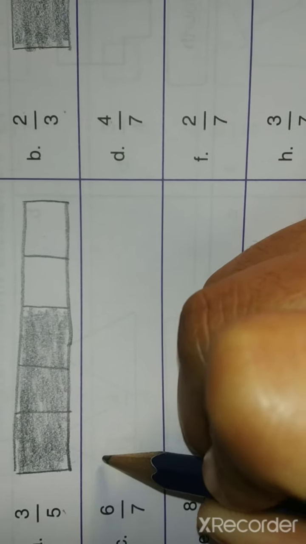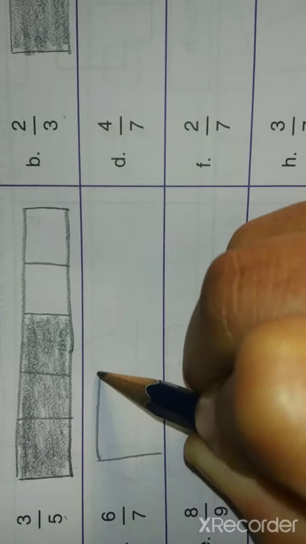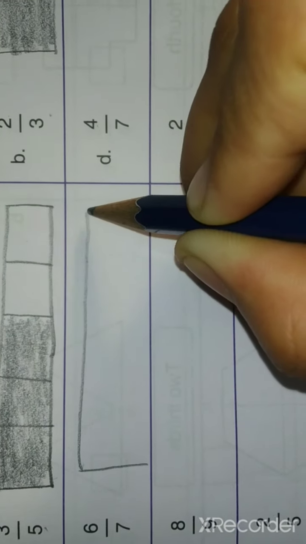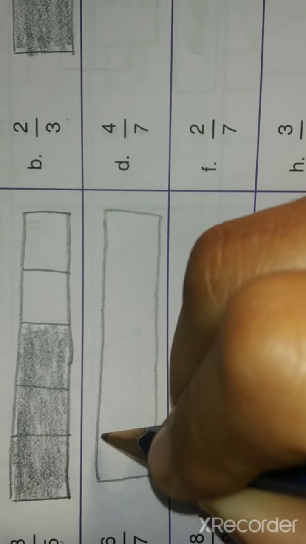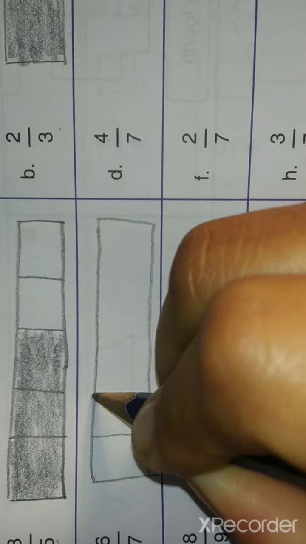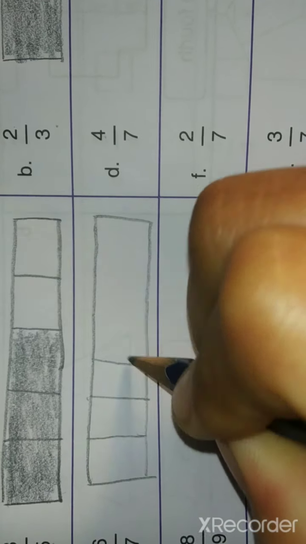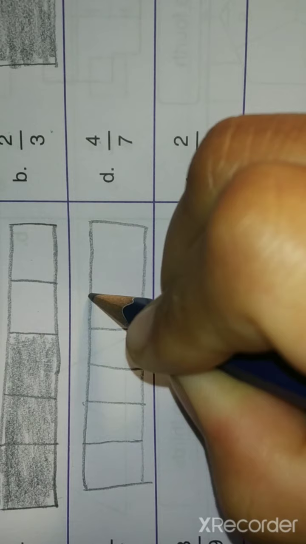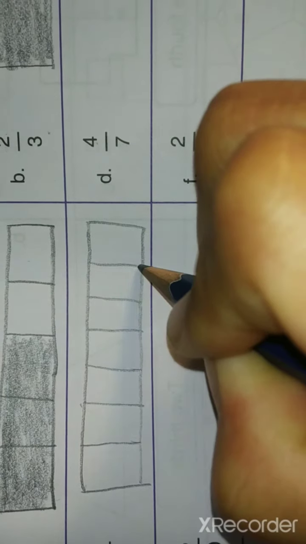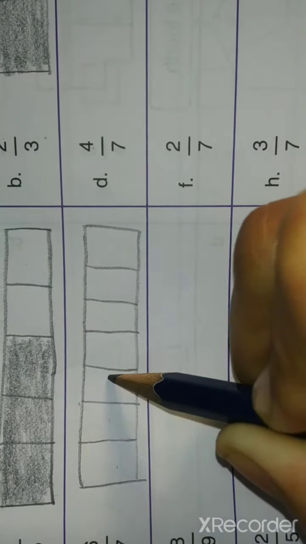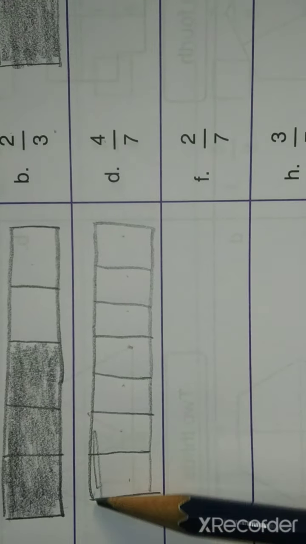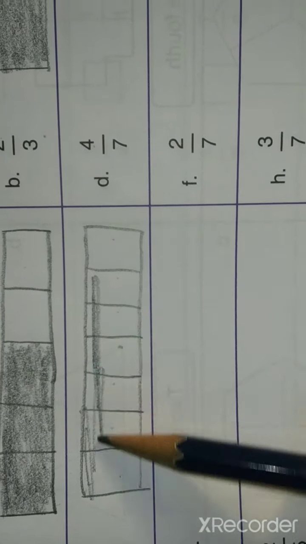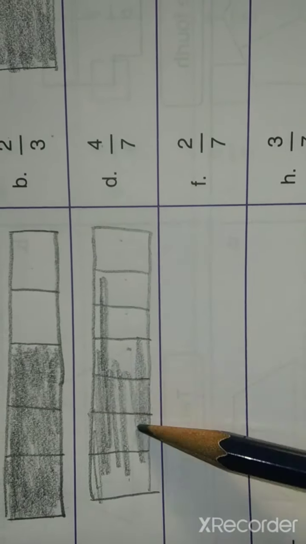Now next one, 6/7. One, 2, 3, 4, 5, 6. Now count it: 1, 2, 3, 4, 5, 6, 7. Shade 6 parts. What will we do with 6 parts? We will shade them. Okay.